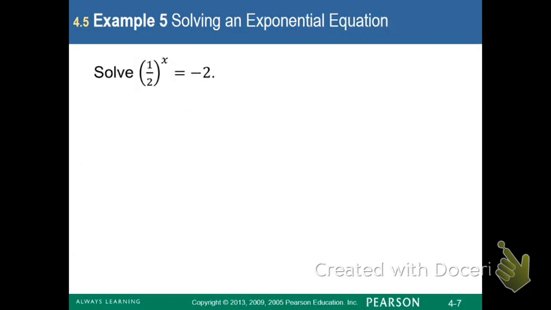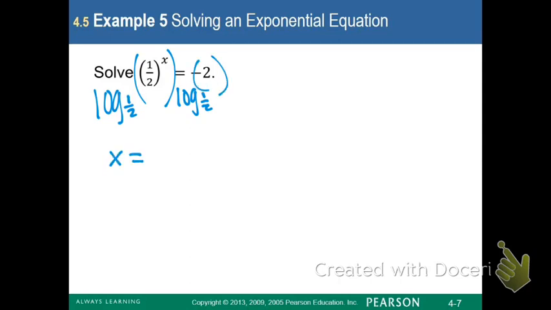And then the last one here. So 1/2 to the x equals negative 2. So this one, again, it's an exponential. You want to get rid of that. So we want to use a logarithm. You would take log base 1/2 of both sides here. So this should be x equals log base 1/2 of negative 2. But remember that we cannot take the logarithm of a negative number, right? So this one is going to end up being no solution.